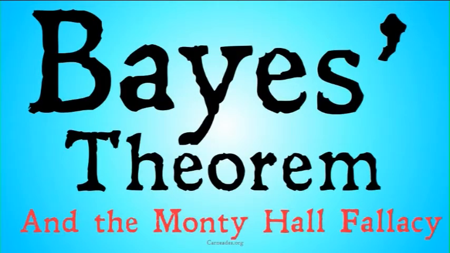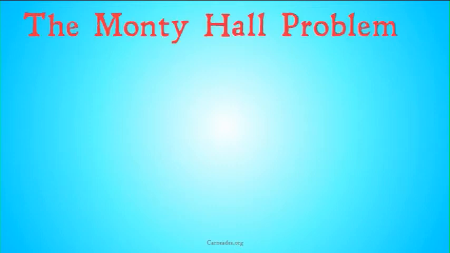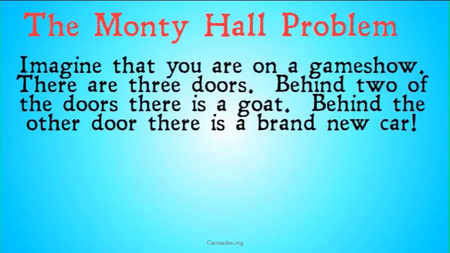Today we're going to be continuing with our series on Bayesian epistemology, looking specifically at Bayes' theorem and the Monty Hall fallacy. This is going to be Bayes' theorem and the Monty Hall fallacy. Now, I anticipate this is going to be a long and pretty technical video, so I'm going to give you a little bit of a problem to think about on the way. This is known as the Monty Hall problem.